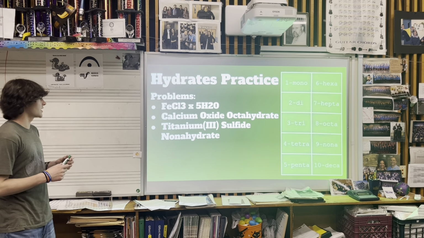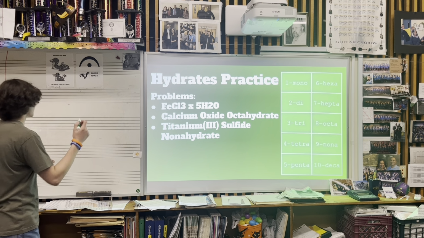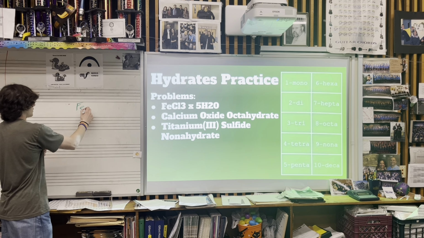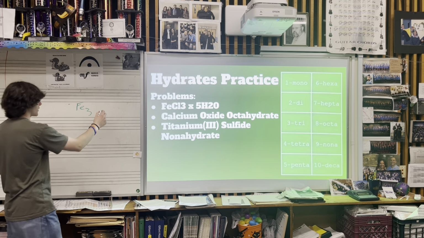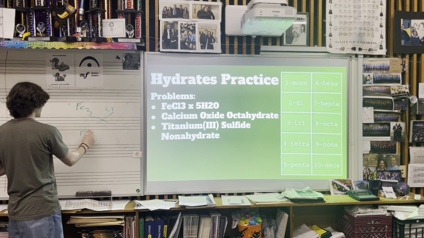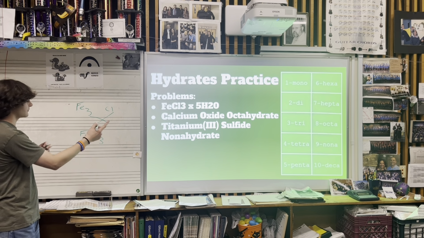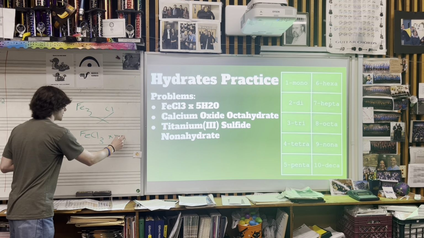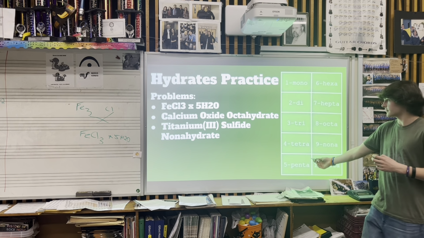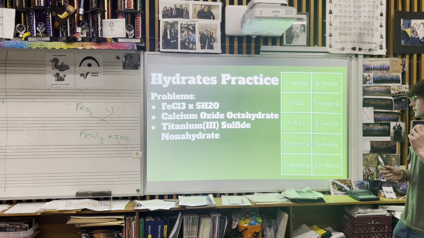So a little bit of practice. So you see here, you got FeCl3 times 5H2O. So you're going to write this down. So locate Fe on the periodic table. You'll see that it's iron 3. And then you're going to see Cl on the periodic table. And then here you're going to switch the subscripts around. So then it's going to be FeCl3. And times 5H2O, which means that 5, according to this chart here, that's penta. So it's going to be iron 3 chloride pentahydrate.